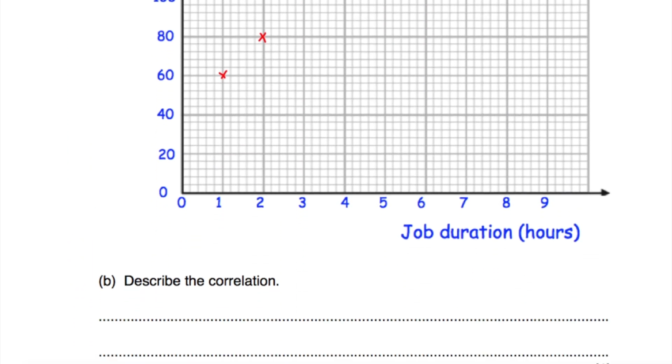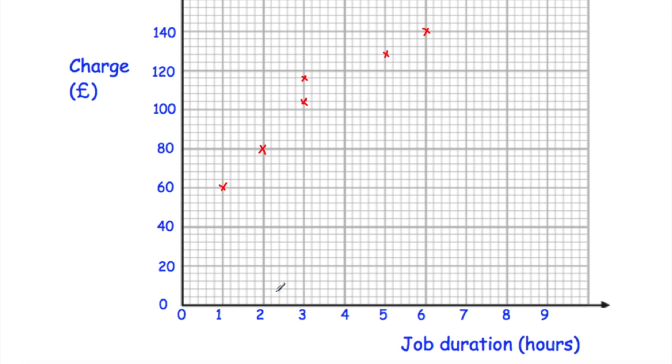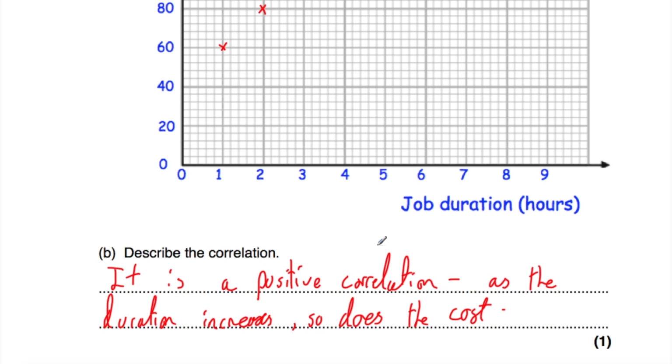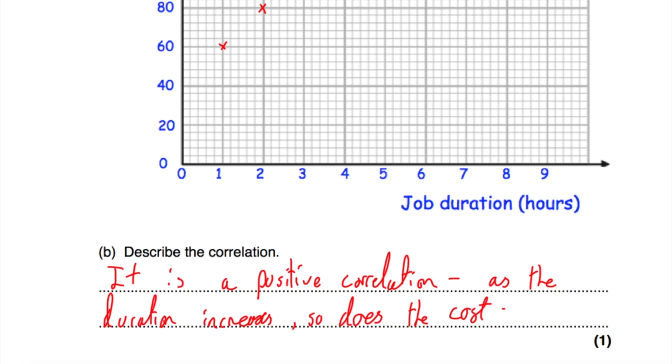And part B says, describe the correlation. So as you can see, as the job duration increases, the charge increases. So let's explain that. I've just written down it's a positive correlation because as the duration of the job increases, so does the cost. Okay, let's look at our next part.